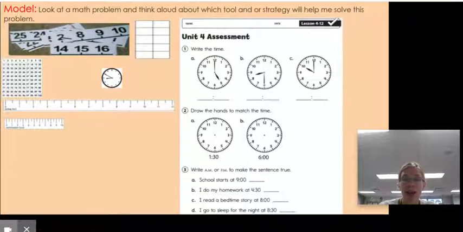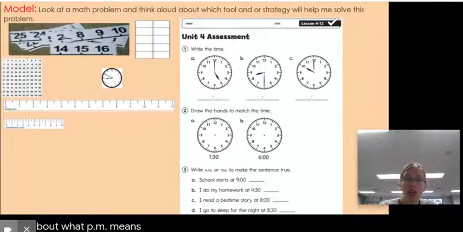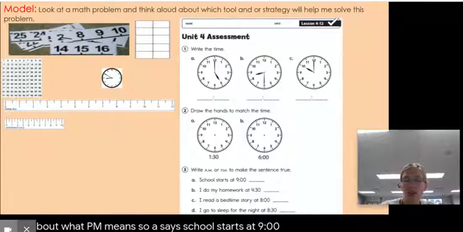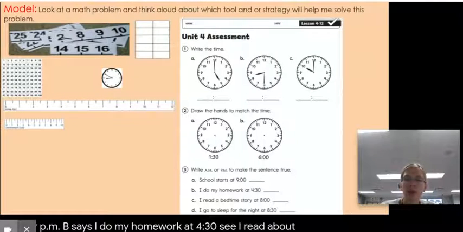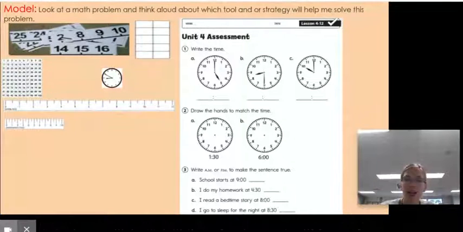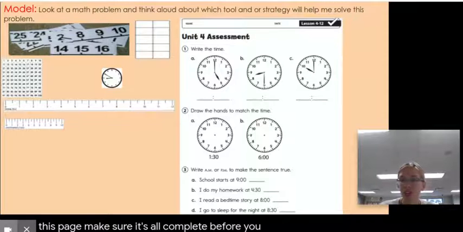Number 3, write AM or PM to make the sentence true. Think about what AM means. Think about what PM means. So A says school starts at 9. Fill in the blank with AM or PM. B says I do my homework at 4:30. C, I read a bedtime story at 8. And D, I go to sleep for the night at 8:30. Go ahead and pause the video to fill in the rest of this page. Make sure it's all complete before you play the video again.